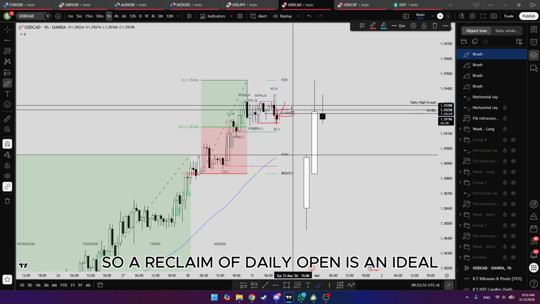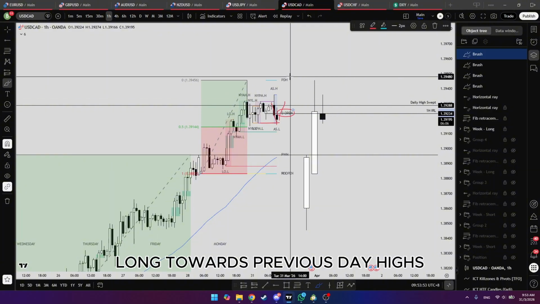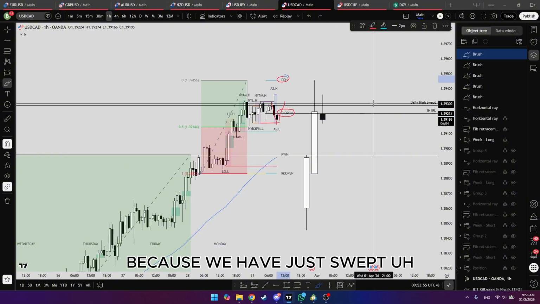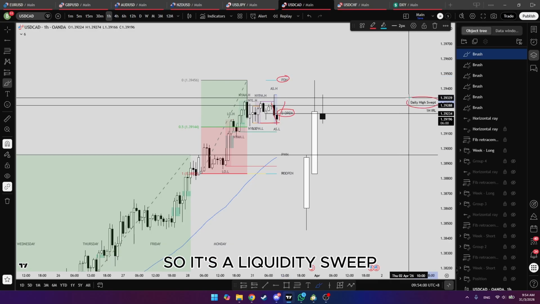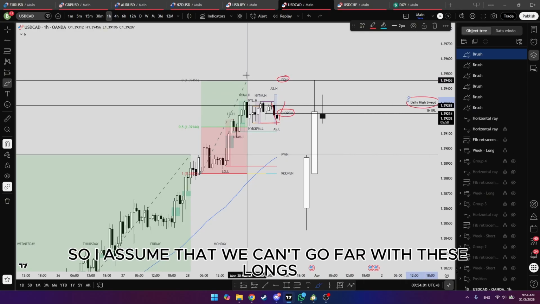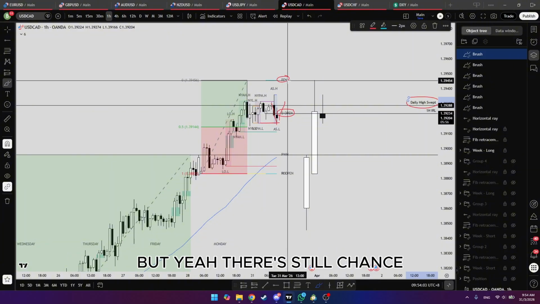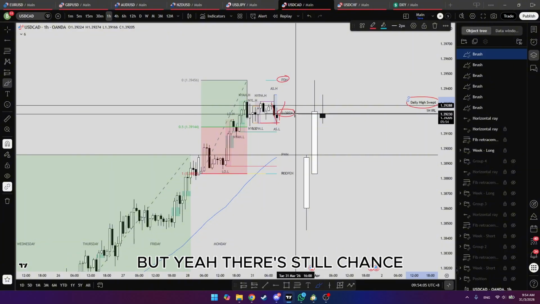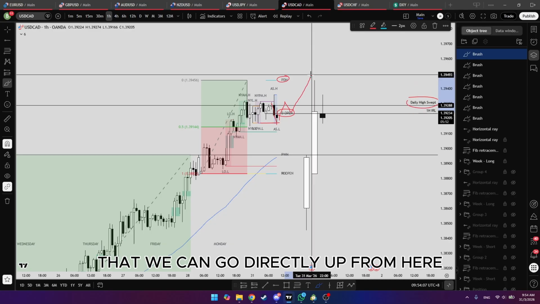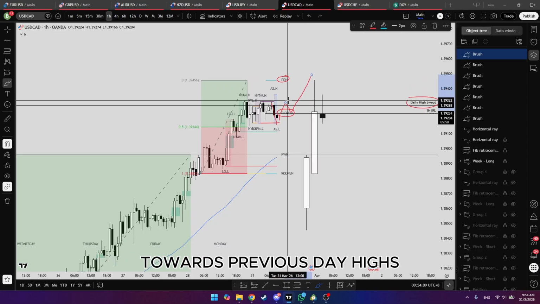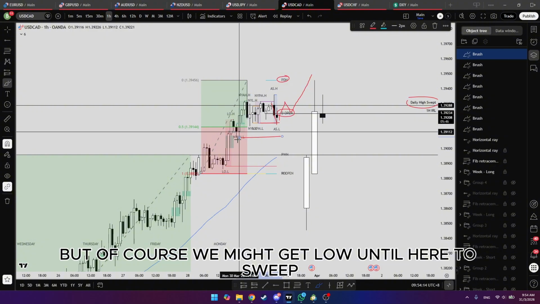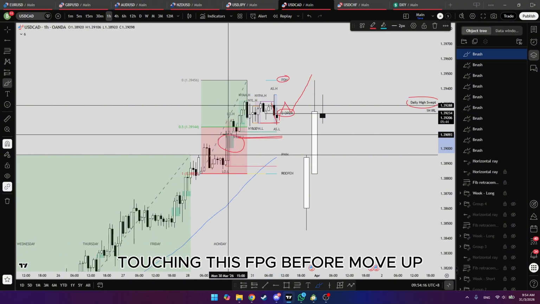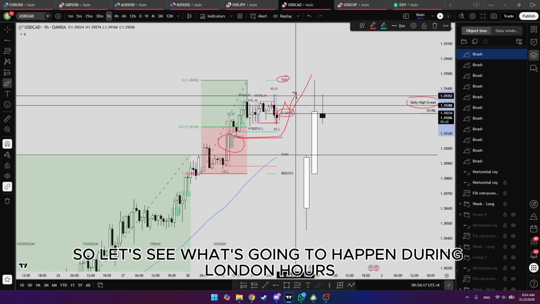So a reclaim of daily open is an ideal long towards previous day highs, because we have just swept previous daily high right here. So it's a liquidity sweep. I assume that we can't go far with these longs, but there's still a chance that we can go directly up from here towards previous day highs. But of course, we might go lower until here to sweep this liquidity, touching this FVG before moving up. So let's see what's going to happen during London hours.